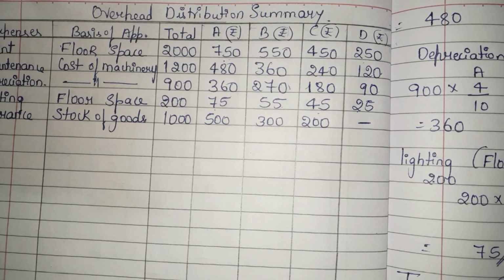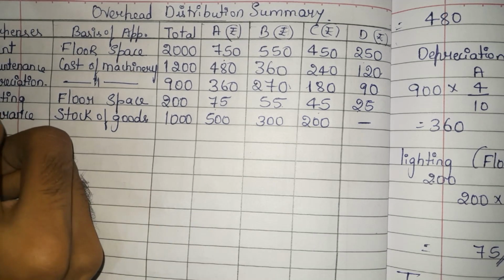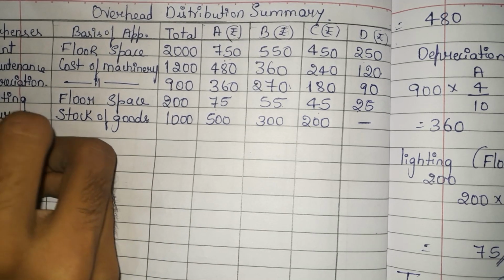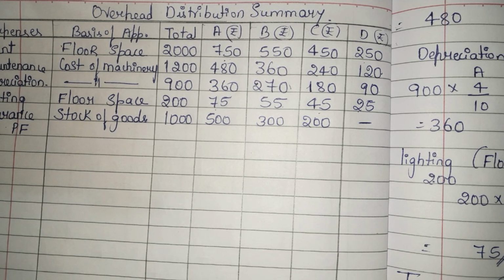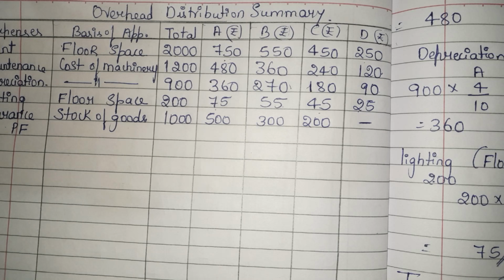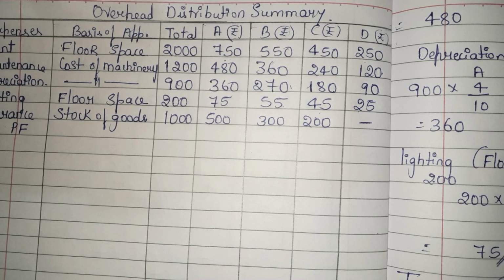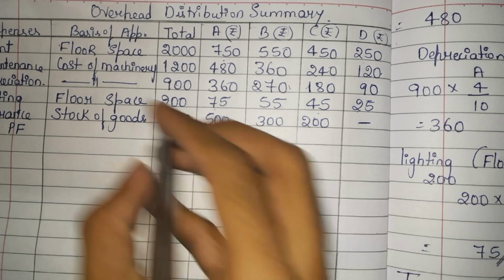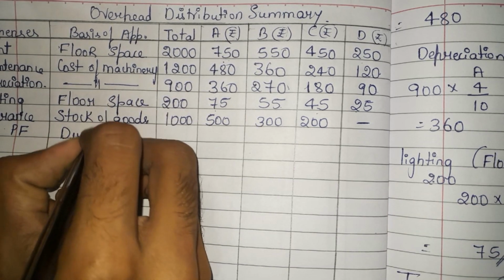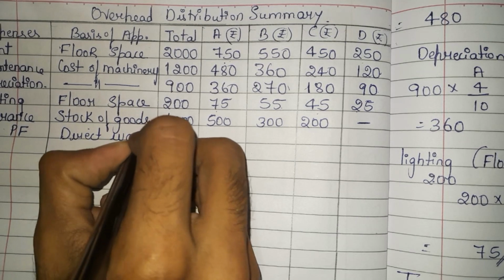What is our next expense given in the question? It is employer's contribution to PF. Usually we will calculate this on the basis of employee provident fund. It is related to wages. Employee provident fund is related to wages. So we will calculate it on the basis of direct wages.